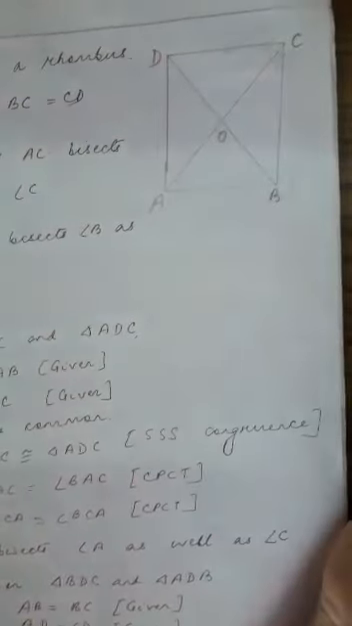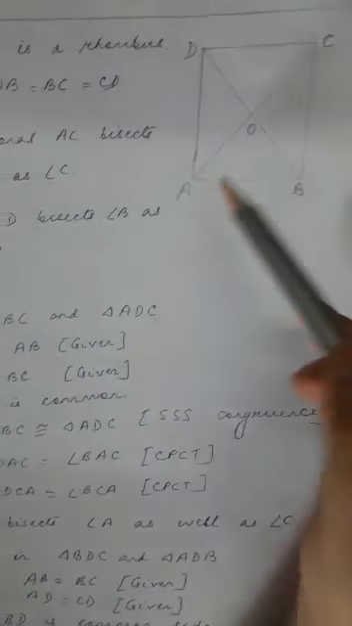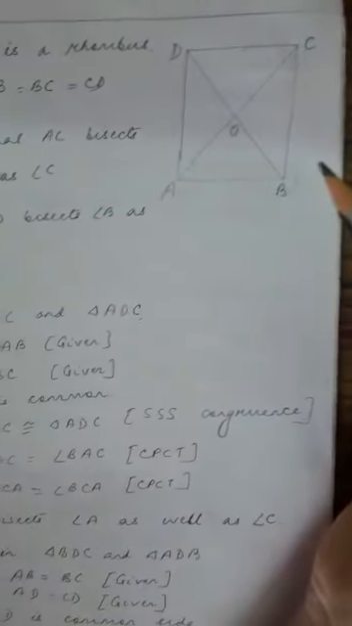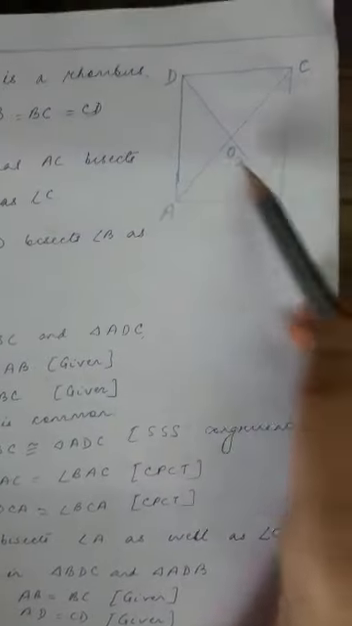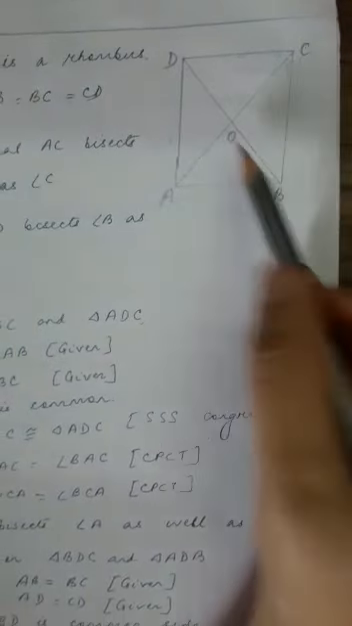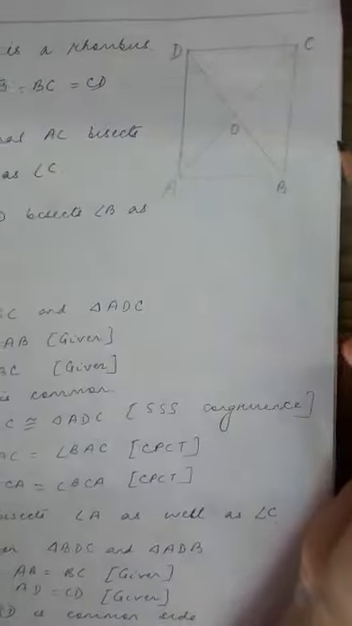Now, DAC is equal to BAC, CPCT. Similarly, DCA is equal to BCA, CPCT. Therefore, AC bisects angle A as well as angle C. Again, to prove that BD bisects angle B as well as D, let us consider the two triangles BDC and ADB. Now, in these two triangles, BD is common.